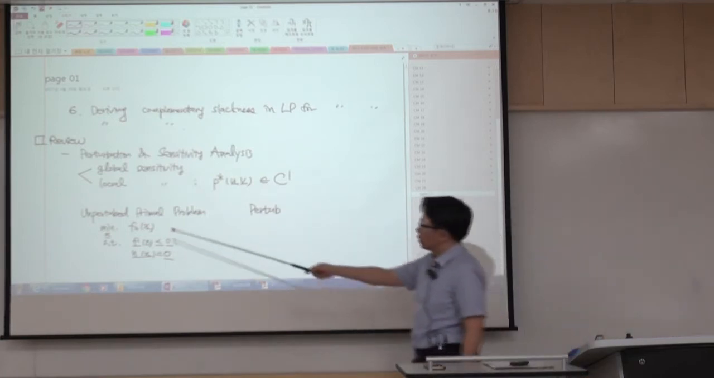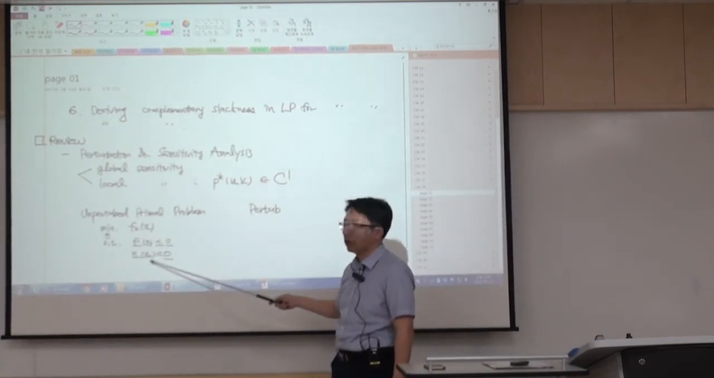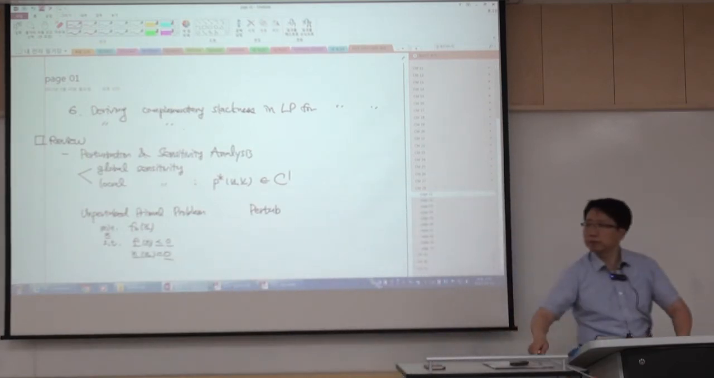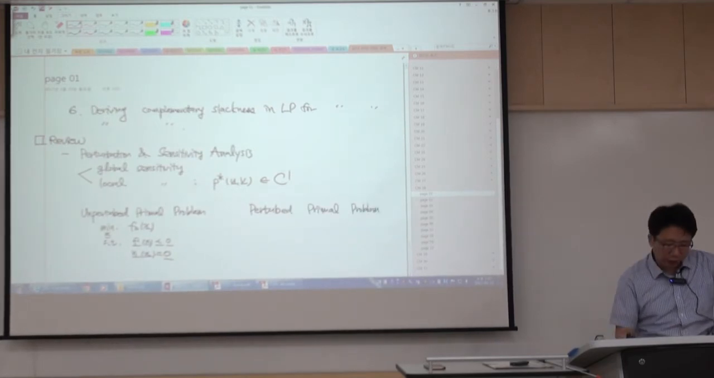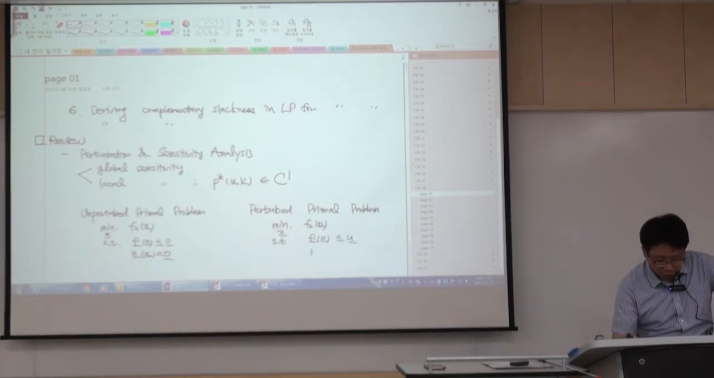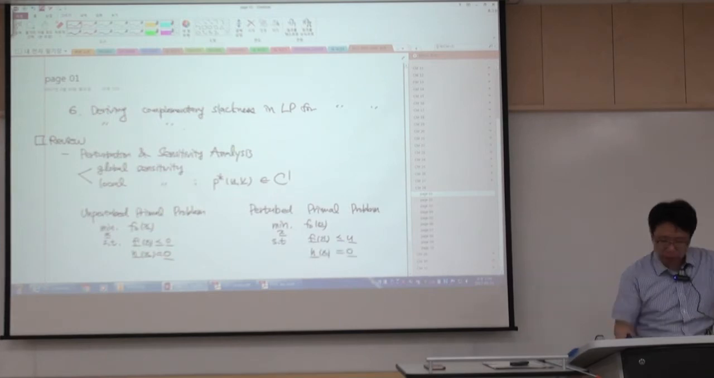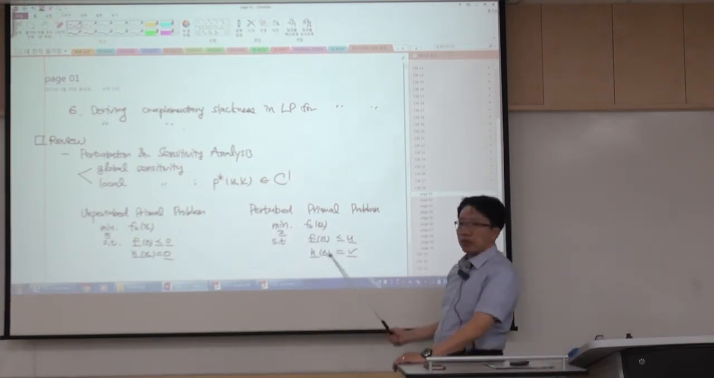So we do not perturb these two in a general way. We perturb these two in a very special way. What were they? We introduced the perturbed primal. We introduced two vectors u and v. So instead of 0 in the inequality constraint functions, we used u. Instead of 0 in the equality constraint functions, we used v. Got it? So this is a very special way.